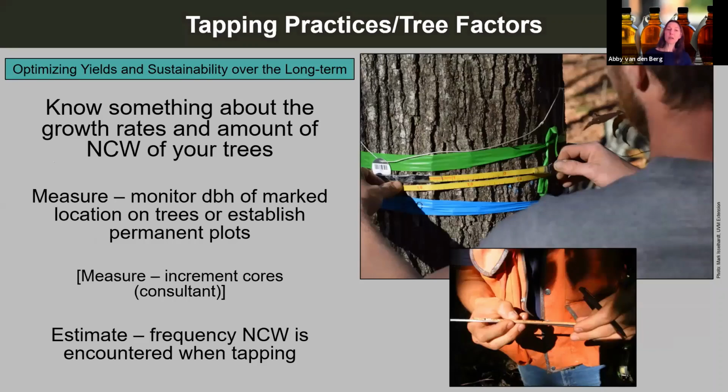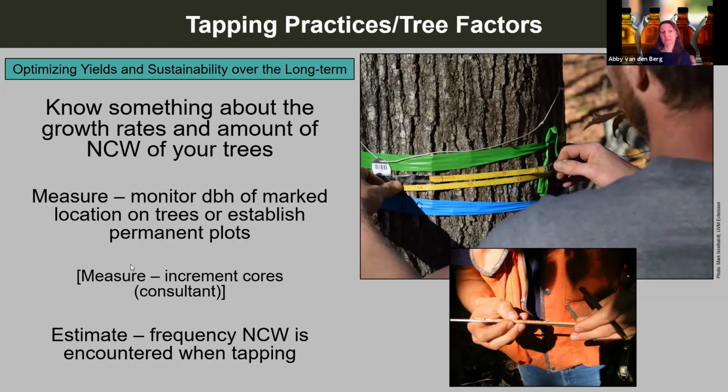So in terms of putting these factors together to optimize yields over the long term, the first thing to do is to know something about the growth rates and the amount of non-conductive wood in your trees. One great way to get an idea of how well your trees are growing is simply to monitor the diameter at a marked location on some trees in your sugar bush, or you could even get fancy and establish some permanent plots. By measuring in a marked location over time on a subset of trees, you can get a fairly good idea after a couple of years of how well those trees are growing.